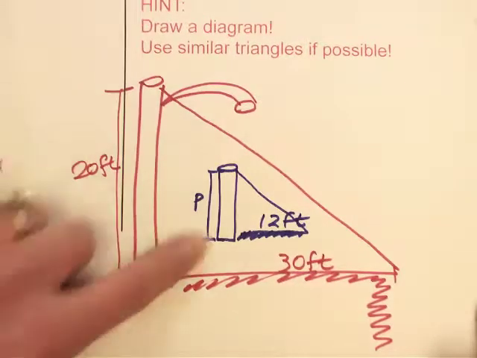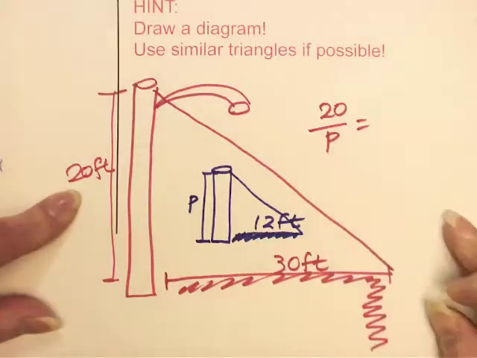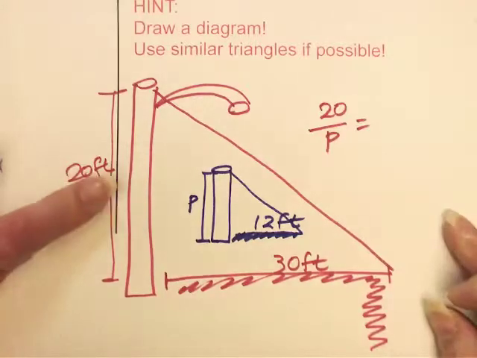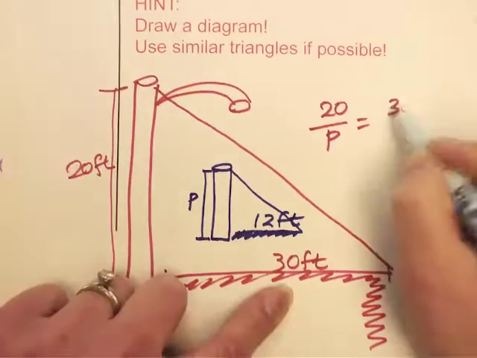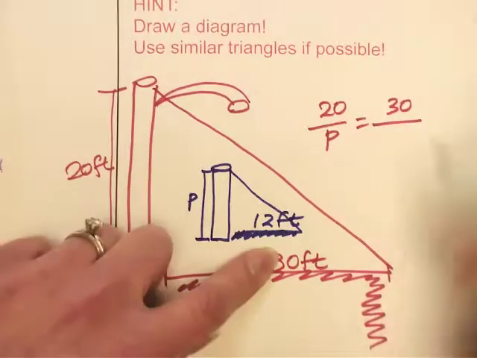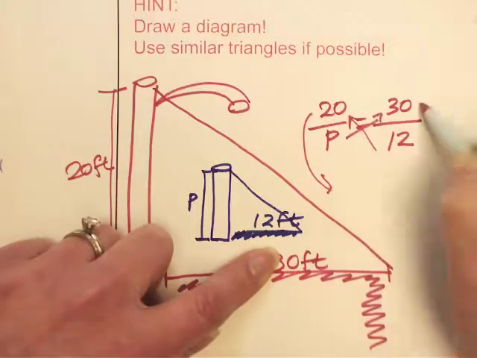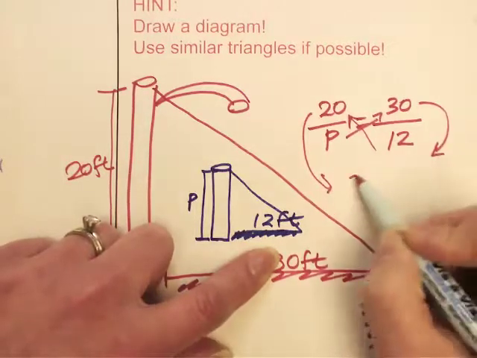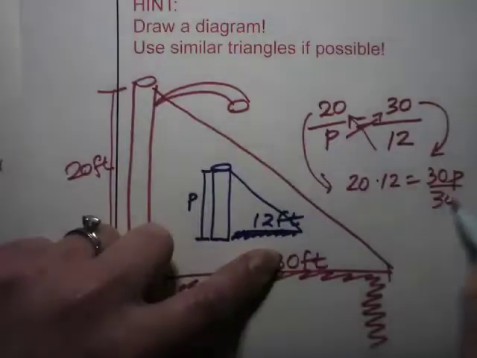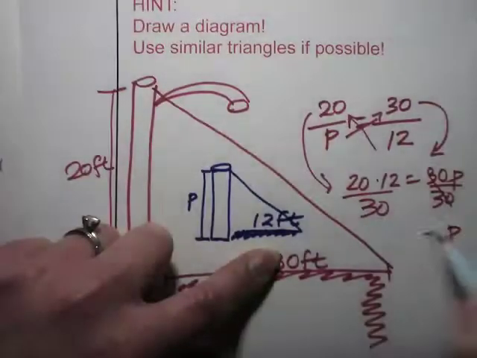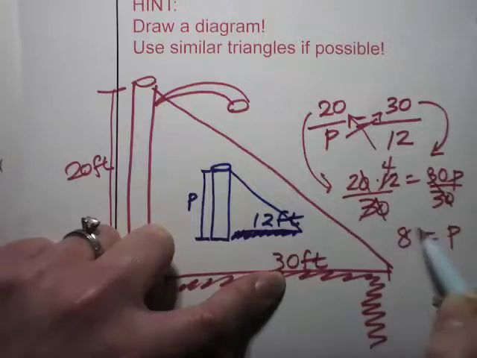20 is the height of this pole. So 20 to P equals, I started with my large lamp post, so I need to go to its shadow. Its shadow is 30 feet, and the shadow of the smaller pole is 12. And same thing, cross multiply and solve. So I get 20 times 12 equals 30 times P. Divide by my 30. Quick math here. 3 goes in here 4 times, and that's 8. So my pole must be 8 feet.